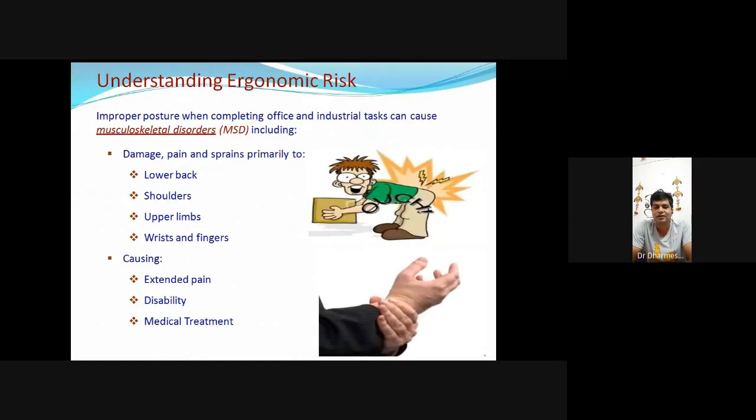Ideally, in office ergonomics, the lower back, shoulder, and upper limbs are the three crucial areas where people complain of pain. The lesser areas, like the lower limb, wrist and finger, are where patients usually don't complain of pain and aches.